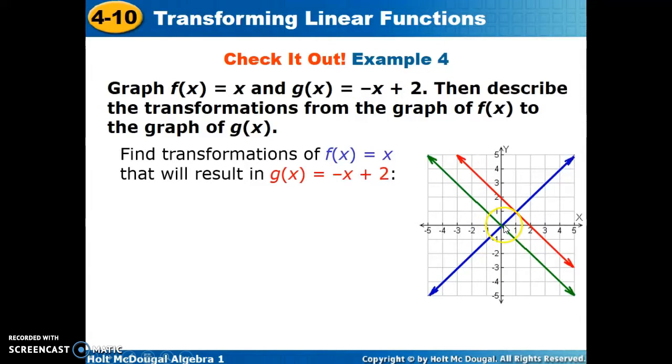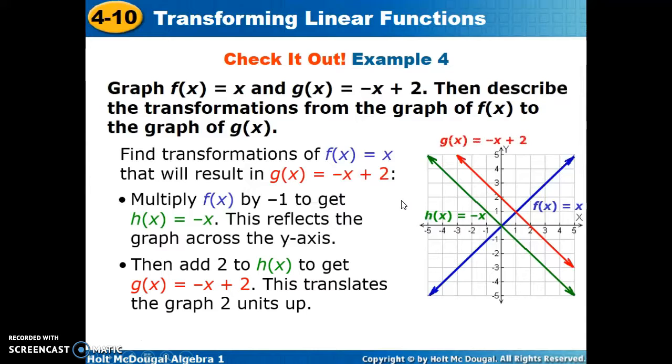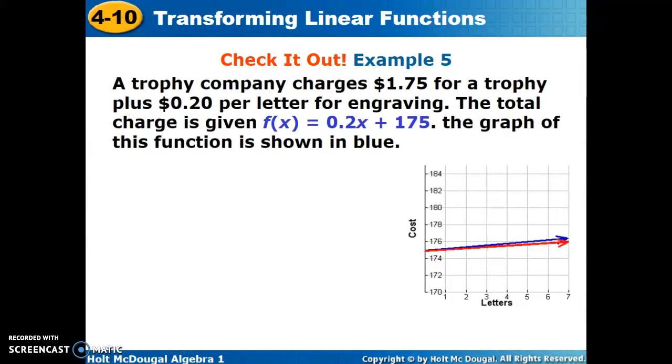First thing they do is take the blue function, the parent function, and rotate it according to the slope. It went from positive 1, up 1, over 1. Now it's up 1, back 1 to take care of the negative slope, and then they translated it up, so from a 0 intercept to a positive 2 intercept. That seems fairly simple. So you guys go ahead and check it out.